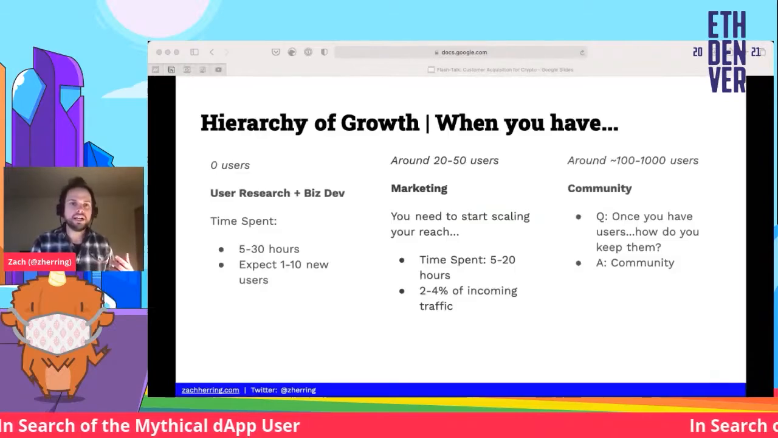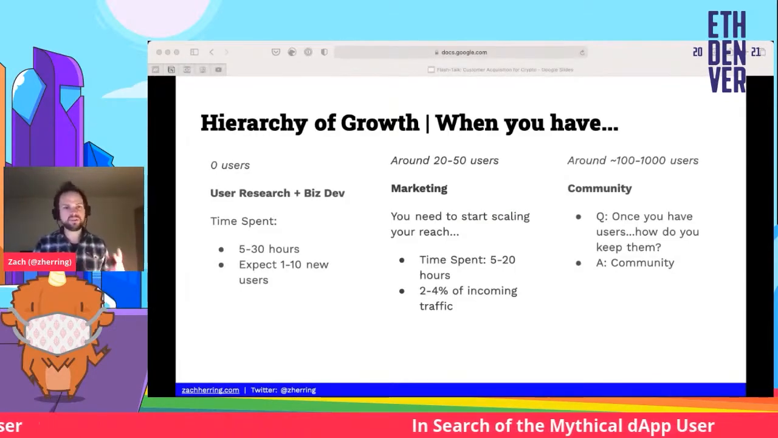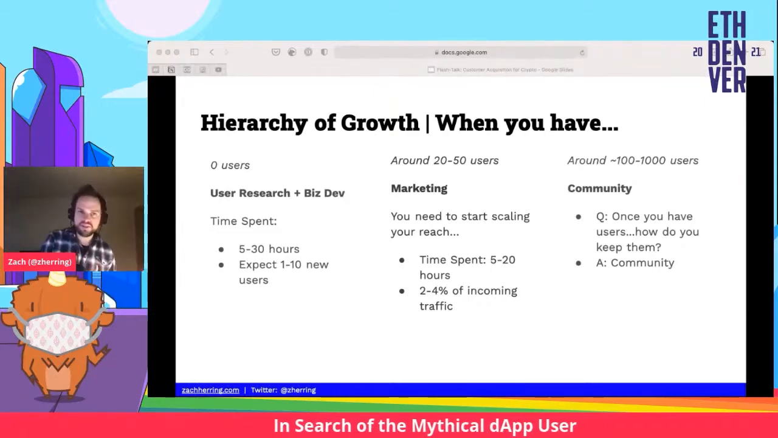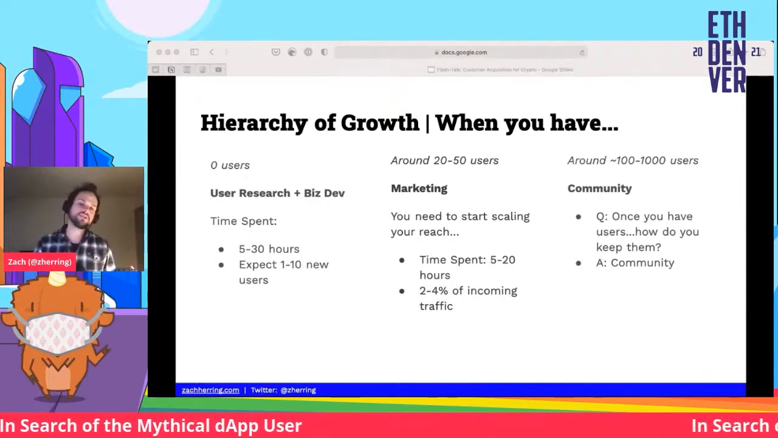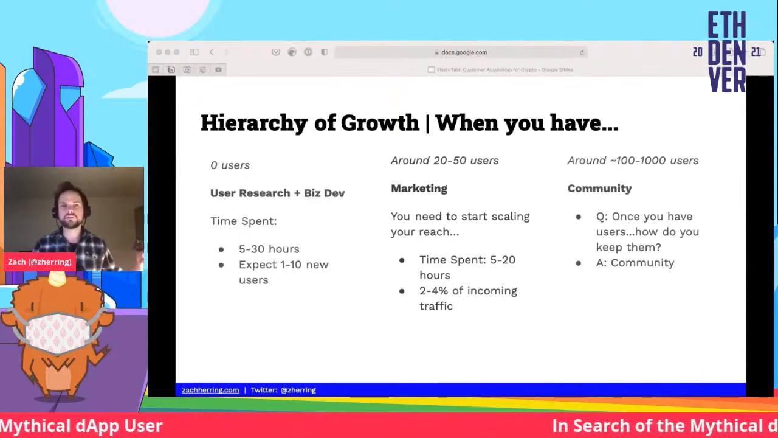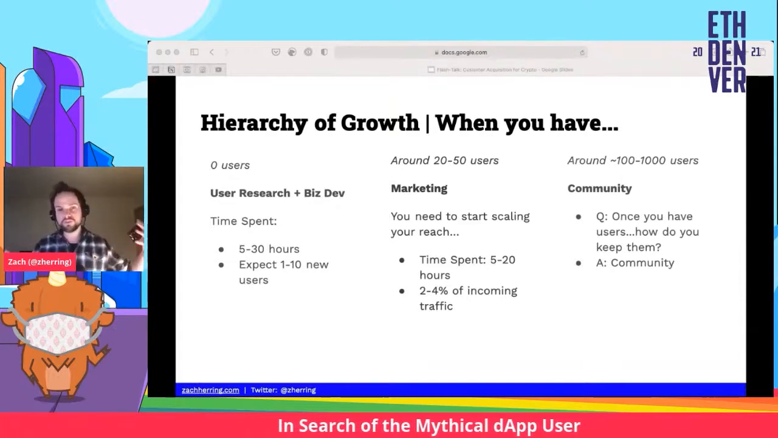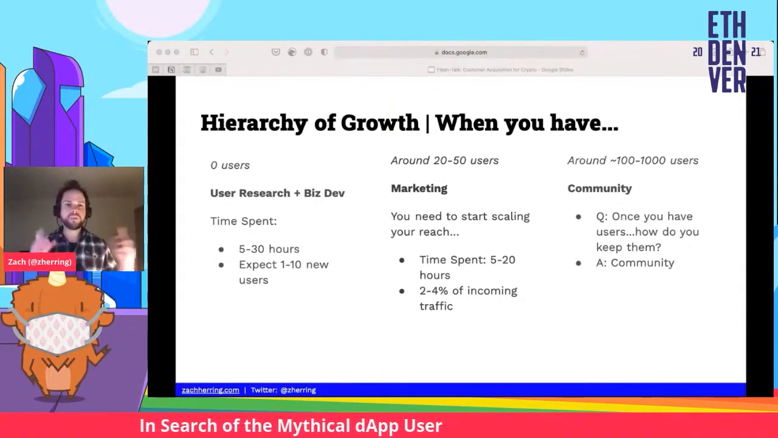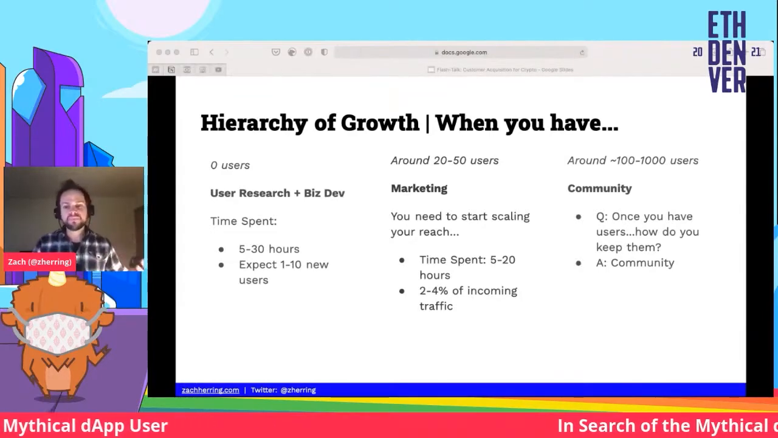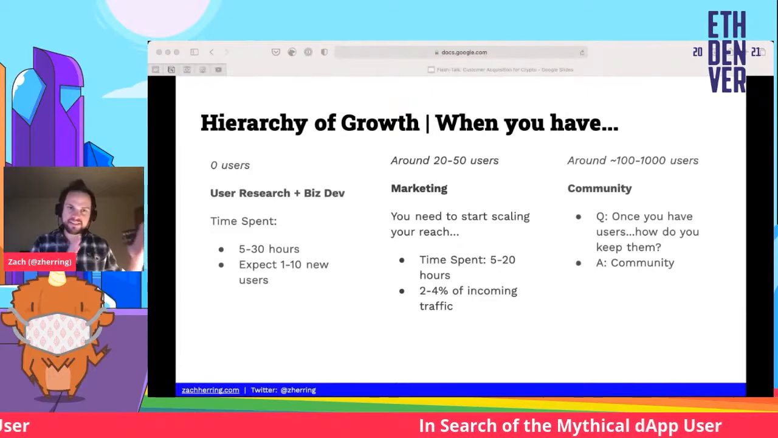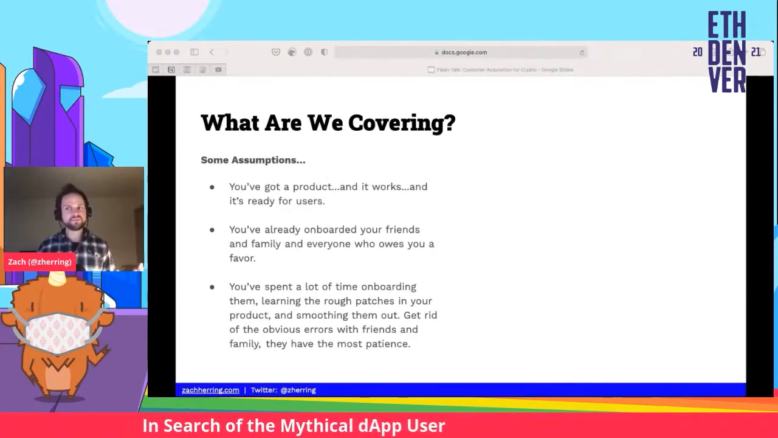So there's a hierarchy of growth whenever you think about user acquisition. I'm going to primarily be speaking from a user research plus biz dev perspective. Once you start graduating from there, you start thinking in terms of marketing, scaling growth, and then finally community, where you turn your community members into the people who bring more people in. I work at both ends, both on user research as well as community. And we're going to be talking at this first level. So what are we covering? I've got some assumptions.